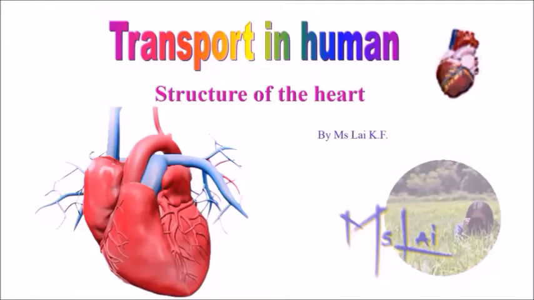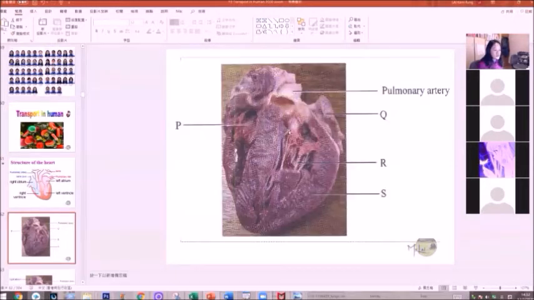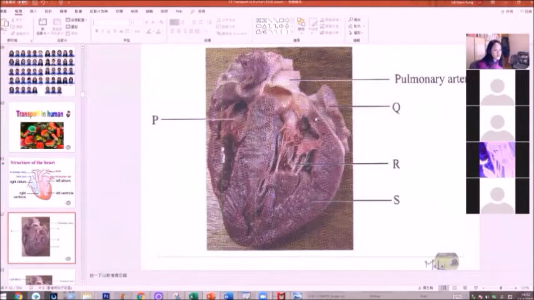Form 3 Zoom lesson. Knowledge consolidation about the structure of the heart. We have 4 chambers and also 4 blood vessels. This is the picture from the textbook. Now I want you to look at a dissected heart to see whether you can tell the difference between these 4 chambers. This is an examination question from the DSE. This picture comes from a past paper.